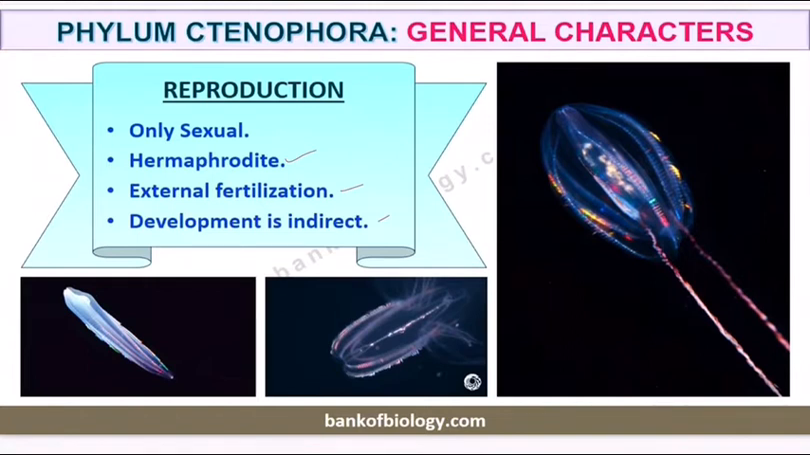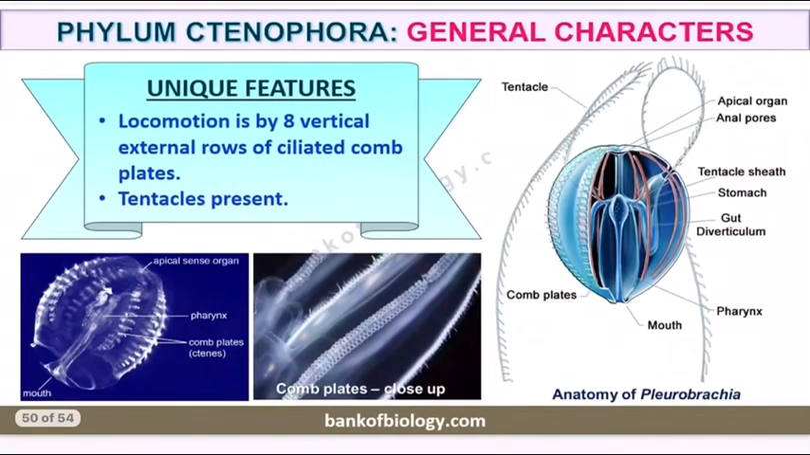And fertilization is external, which means there is no guarantee. Many external factors will influence the very survival of the sperm, the egg, and the zygote. And development is indirect. There is formation of larvae in that. And the most important characteristic feature is that you can see there is emission of light. Look at that. We say bioluminescence. So this is the most common, unique feature of animals of Ctenophora.